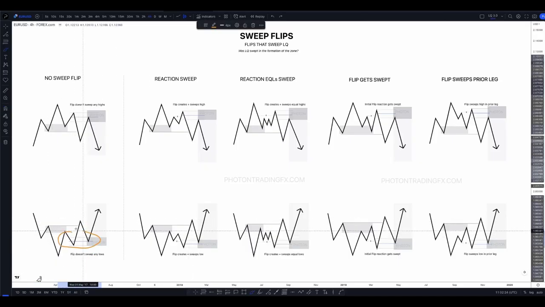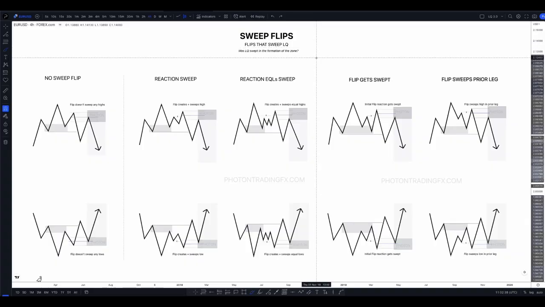But in this bit here, you're just looking at where the zone is, did it grab any liquidity to the left in the formation of it? And that's it. And then we simply say, rather than just a flip, we call it a sweep flip, okay? Maybe you've got a better name than me, but that just makes it easy enough, okay? So hopefully that makes sense.